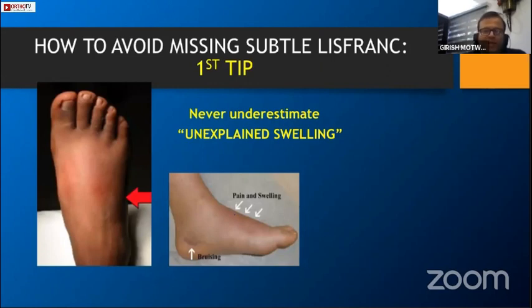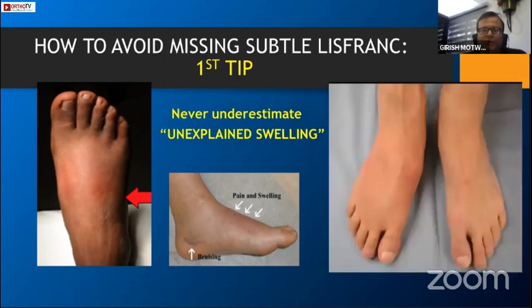If there is pain and swelling in the midfoot region, 20 days, 30 days, 40 days down the line, and the patient keeps coming to you with a lot of pain and swelling in the midfoot, don't underestimate it. It could be a Lisfranc problem. So first clinical tip: if there is prolonged swelling and pain, and any visible deformity in the foot on weight bearing, always suspect something is going wrong. Why is the patient not getting cured from a simple foot sprain?